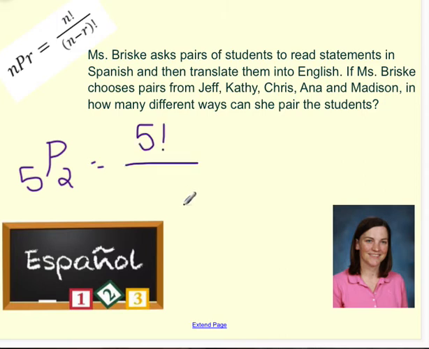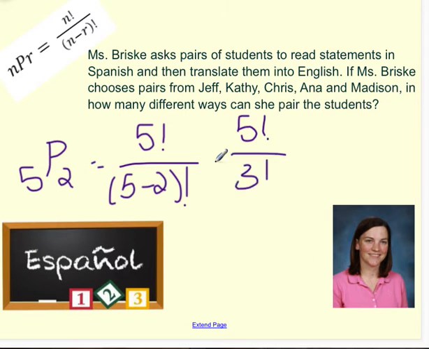So then we're going to simplify that out. We're going to subtract 5 minus 2 before we take the factorial. So then we end up getting 5 factorial divided by 3 factorial. Then 3 times 2 times 1 is all going to be taken care of by that bottom factorial. So all I have left on top is 5 times 4, and 5 times 4 is going to give me 20. So there's 20 different ways that Miss Brisky could assign those partnerships.